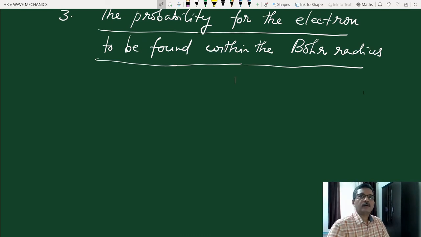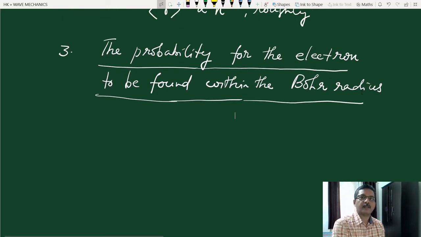As a third feature, we are considering the probability for the electron to be found within the Bohr radius. In the Bohr model, the orbits of the electrons are all fixed. For example, when n equal to 1, the electron is revolving around the nucleus in an orbit of radius a0. That is called the first Bohr orbit, or that radius is called the Bohr radius. If n is equal to 2, it is 4 times a0, n equal to 3, 9 times a0. So these Bohr orbits have radii that vary with n square a0. But in the quantum mechanical model of the hydrogen atom, the electron has a probability to be found within the Bohr radius also.